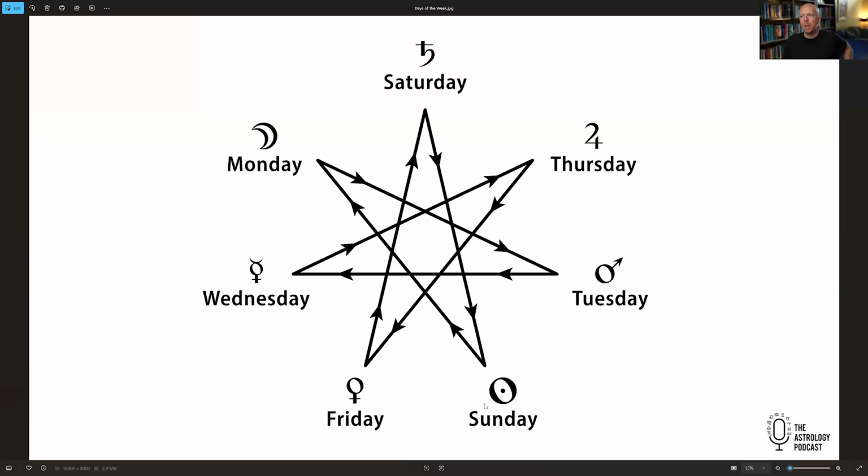Then from there you skip Venus and Mercury and you land on the moon, and that's Monday, which is the planetary day of the moon. Then from Monday, you skip two, you skip Saturn and Jupiter, and you land on Mars, which is the ruler of Tuesday.